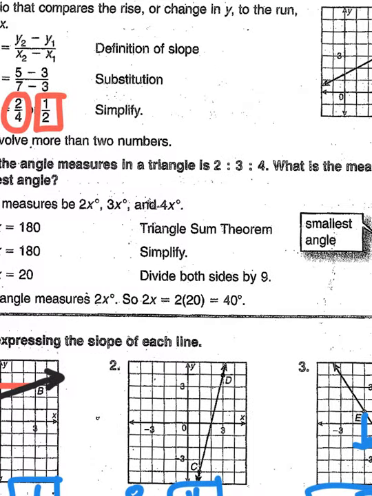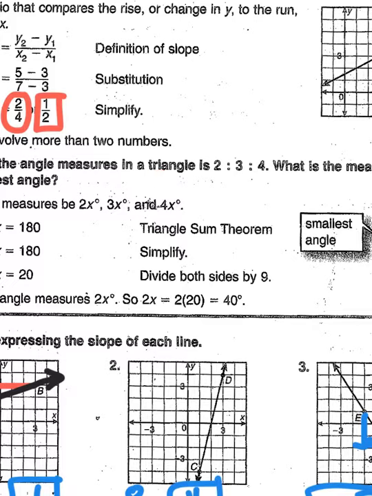On problem number 4, it says the ratio of the angle measures in a triangle is 2 to 3 to 4. What is the measure of the smallest angle? So they're talking about measurements of angles in a triangle.